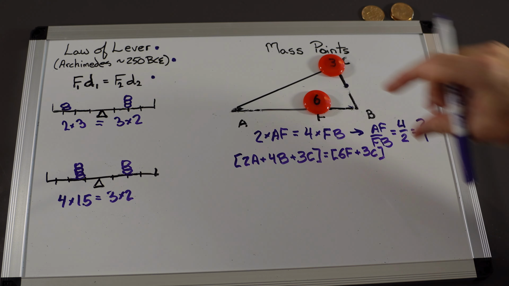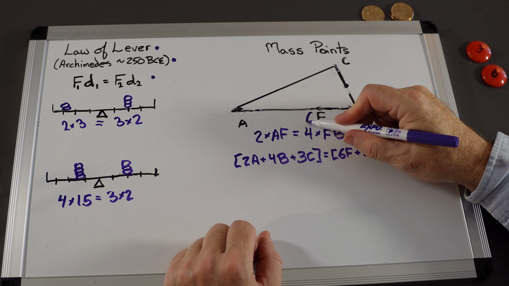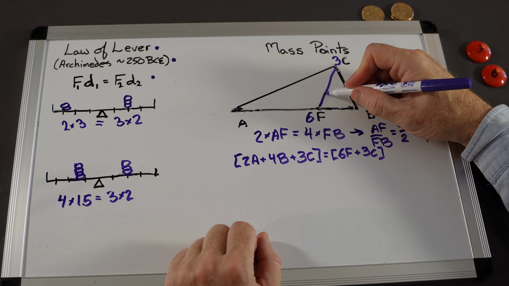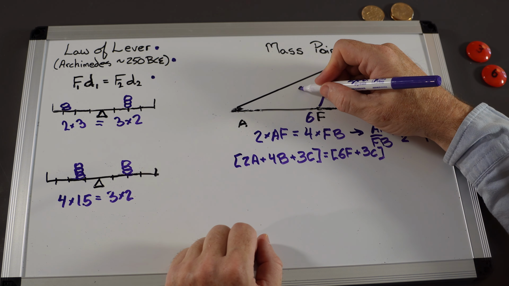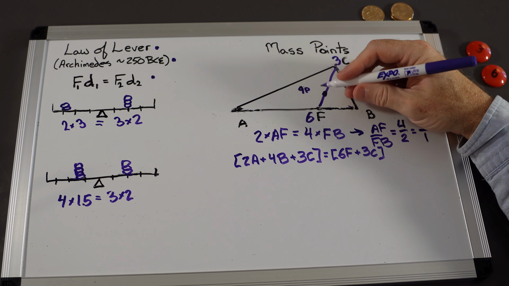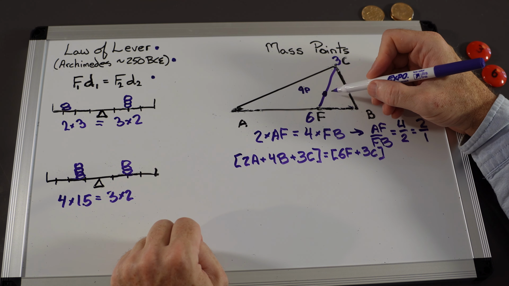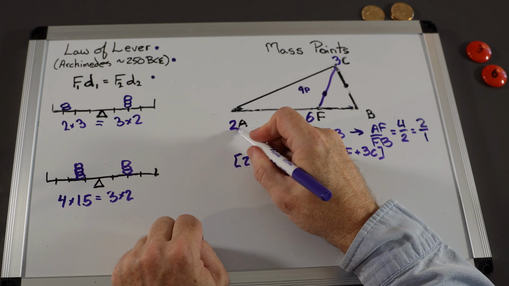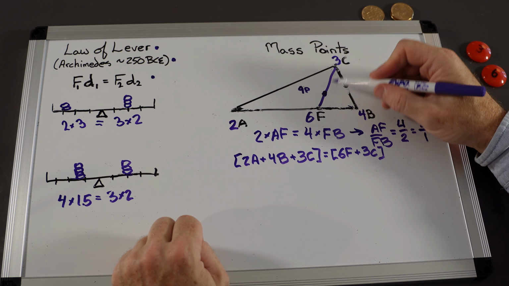Let's now balance those 2 masses along the segment FC. F has a mass of 6, C of 3, so the balance point must be twice as close to F. We'll call that 9P. This point is the center of mass of the original three-body system, 2A, 4B, 3C. We found this center of mass using ratios along AB and FC.